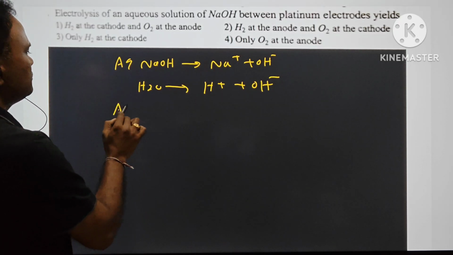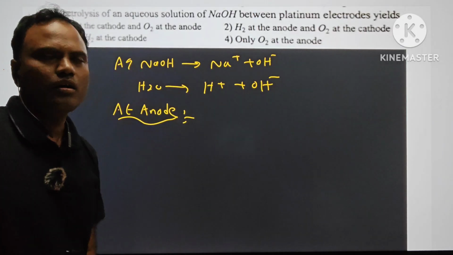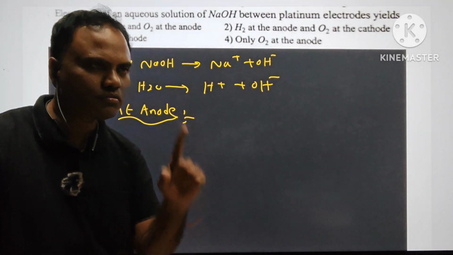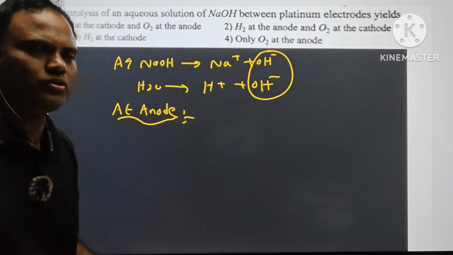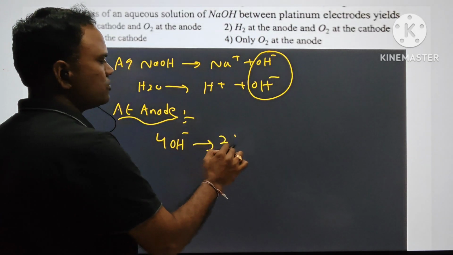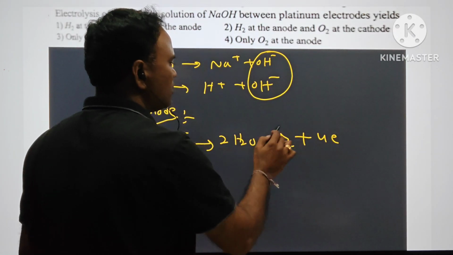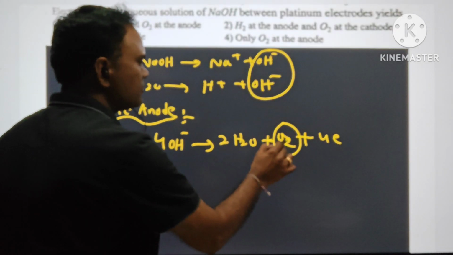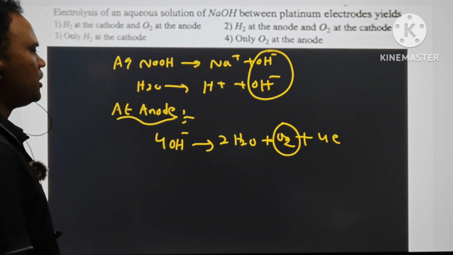At anode, first of all write the product at anode. How many anions are there here? There is no problem, you can do directly. 4 OH minus gives rise to 2 water molecules plus O2 plus 4 electrons. Clear, oxygen gas is liberating. Oxygen is liberated at what? At anode.